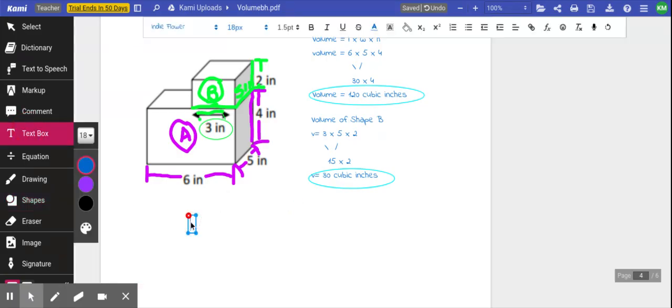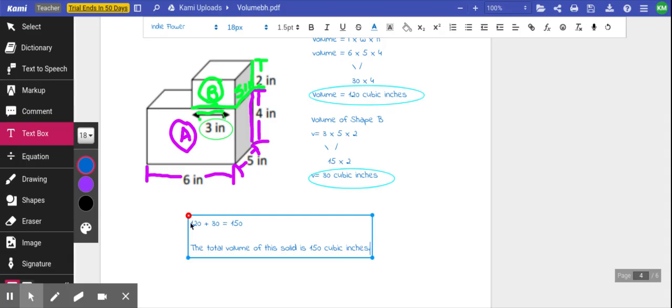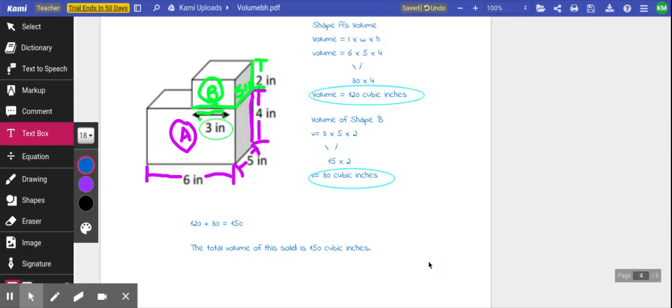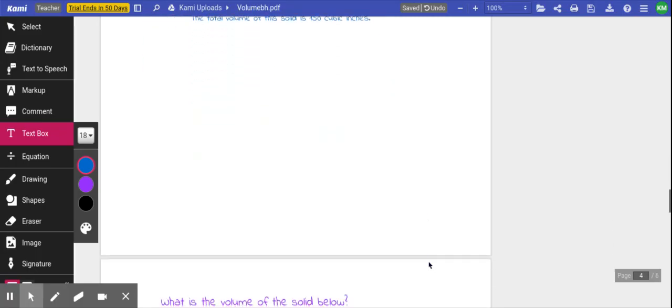So we would do 120 plus 30, and that will give us 150. The total volume of this solid is 150 cubic inches. As you can see, adding both shape A and shape B together will give us the total volume of this entire solid.